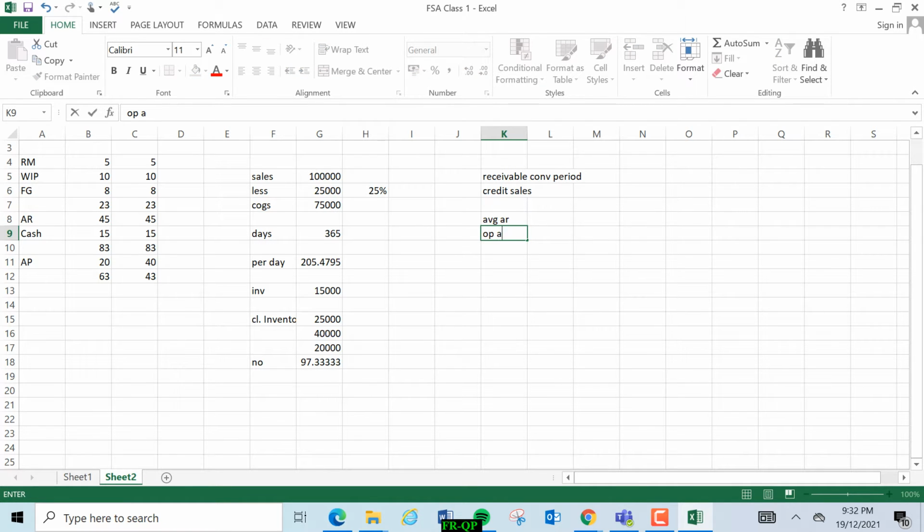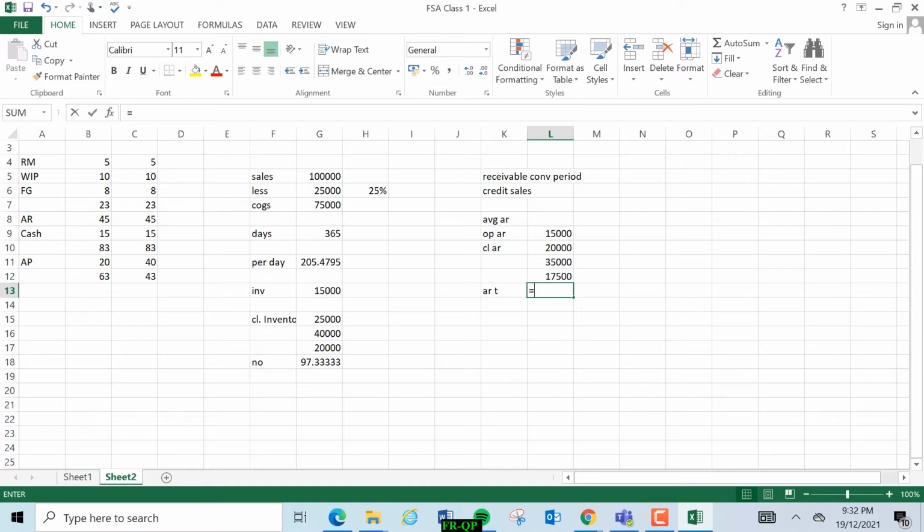Say you have an opening AR of 15,000 and the closing AR is say... so what is your average AR? You will do the sum of the two and divide, so this is your average AR. So you need first the AR turnover.